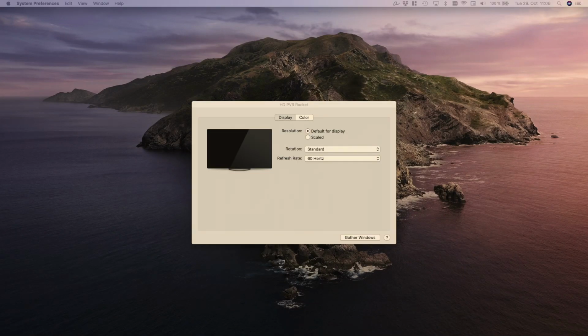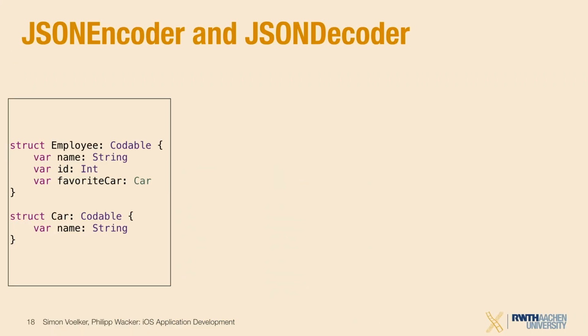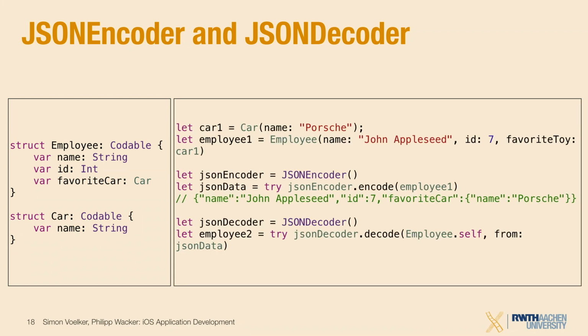Going back to the slides. So this is just the propertyList encoder, and there are multiple other encoders. One of the most common ones is the JSON encoder, and it works exactly the same way. So you can use the same approach, and instead of plist encoders, you just have JSON decoders and encoders, but it works essentially the same way. Here you have this structure of employer, which has a name, an ID, and a favorite car, and this car has just a string, and you do the encoding and decoding.